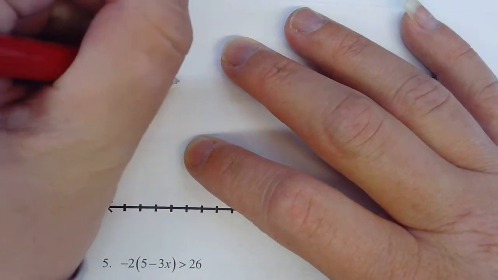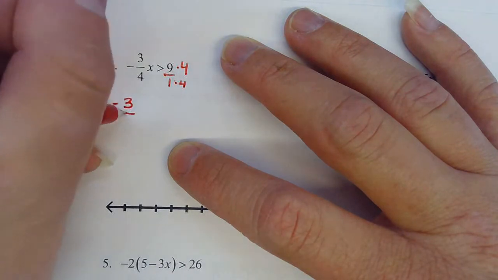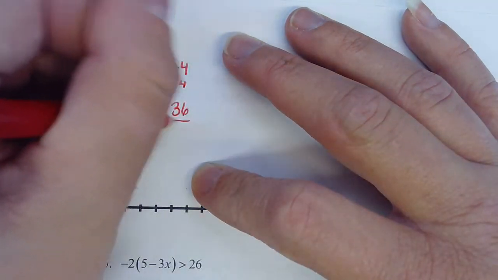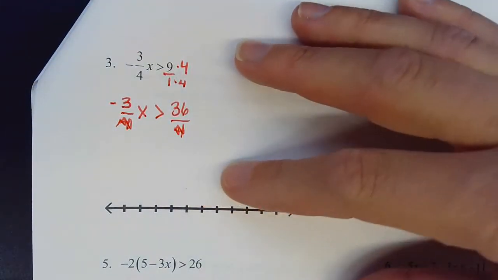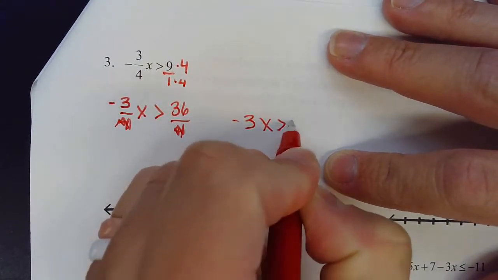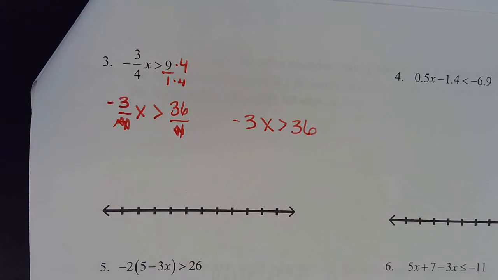4. So I'm going to multiply the right side, top and bottom, by 4. And I get negative 3/4 x greater than 36/4. And then magically, the denominators go away. And you're left with negative 3x is greater than 36. That's not new. We've done that already. I'm impressed that we all remembered some.